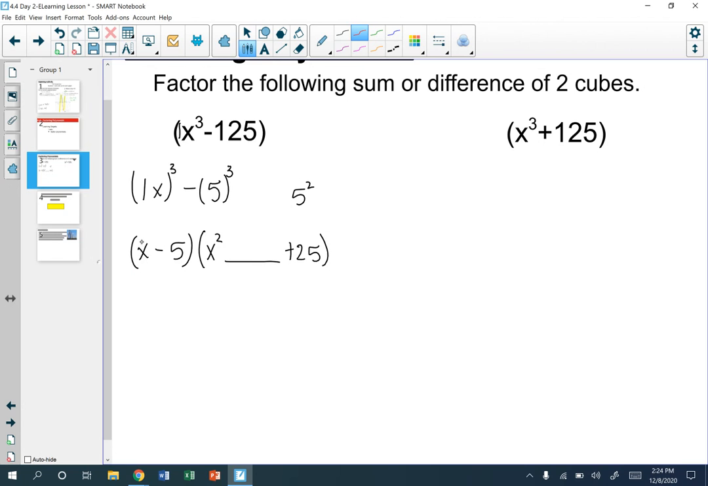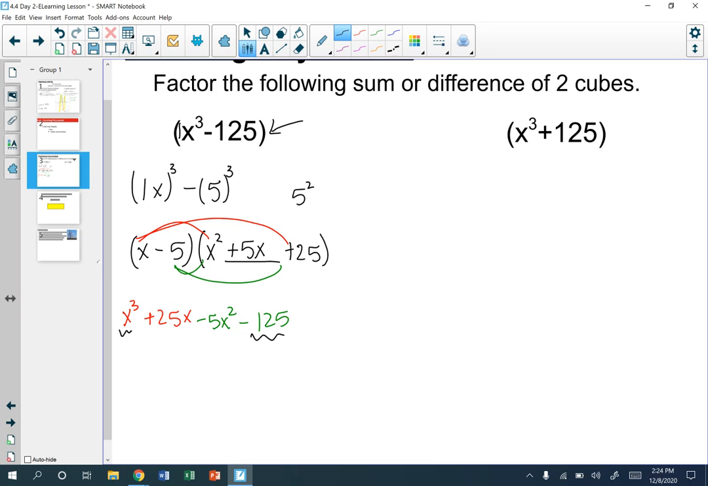Well, let's see what we have. If I were to FOIL this back together, I'd have an x cubed plus 25x. Then I would have a negative 5x squared and a minus 125. Now notice 2 of these are what we need and 2 of them are not. So the x cubed minus 125, that matches, and that's what we need to get to. So our extras are 25x and that negative 5x squared. So our middle term is going to be what eliminates those. And to do that, I need my middle term to be 5x.